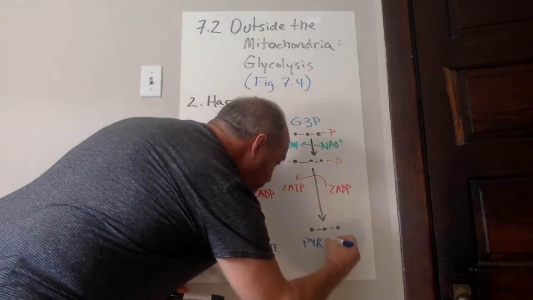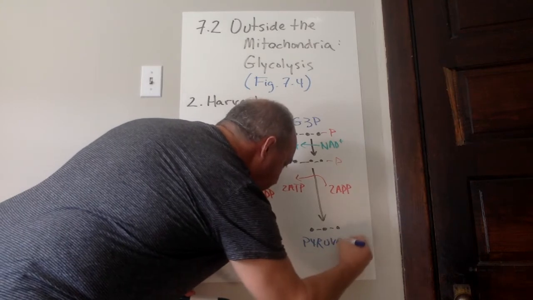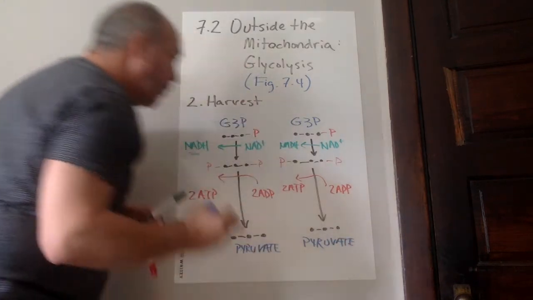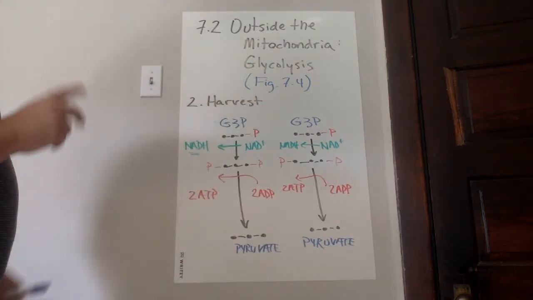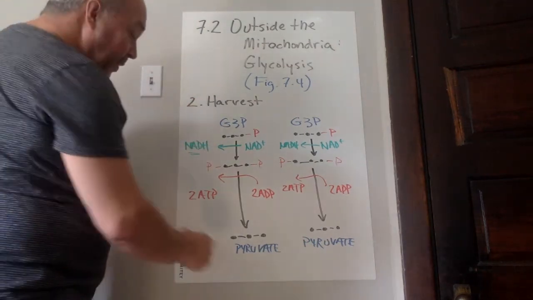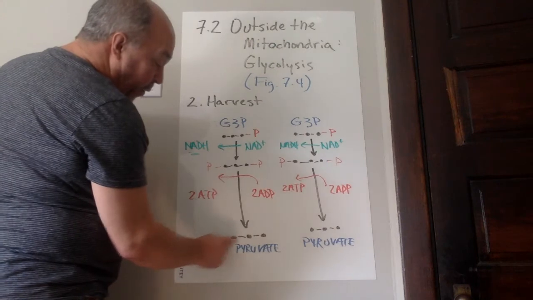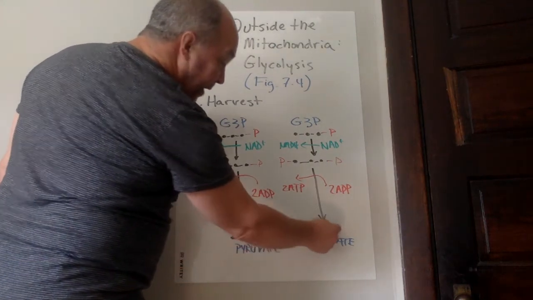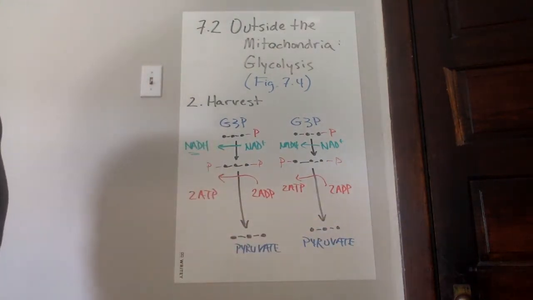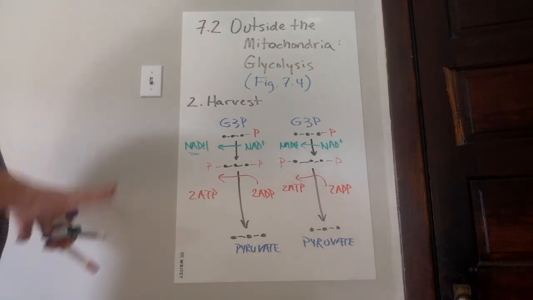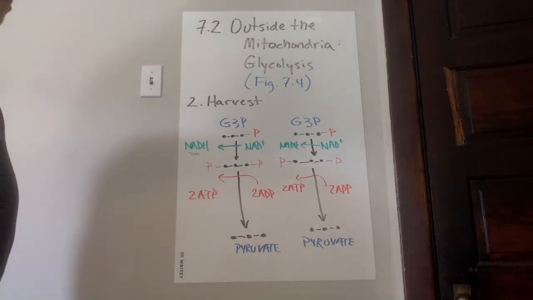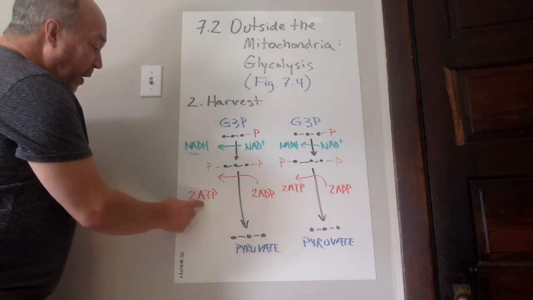So here are our 2 pyruvate molecules. So remember, we started originally with 1 glucose with 6 carbons. We ended up with 2 pyruvates with 3 carbons each. But here are the 1, 2, 3, 4, 5, 6 carbons from the original molecule. So glycolysis is all about just manipulating this molecule until we can create this energy.